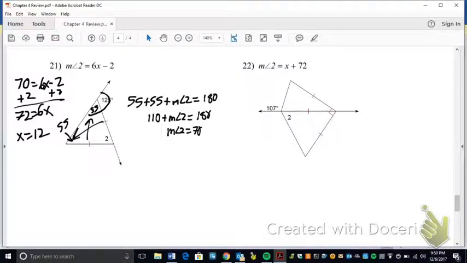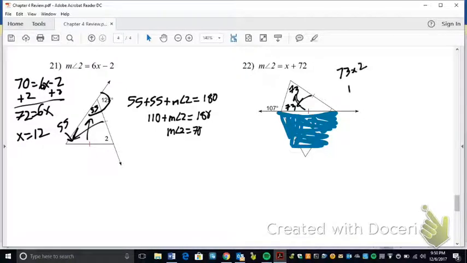On to number 22. Okay, so 22, this is where it gets tough because now we've got two triangles. So what we're going to do is we're just going to ignore that bottom triangle first. So we start with that 107, and we know that its supplement has got to be 73 because they're a linear pair. If one of the base angles is 73, both of the base angles are 73. We know that the two angles plus the vertex angle have to equal 180. That's the triangle angle sum theorem.